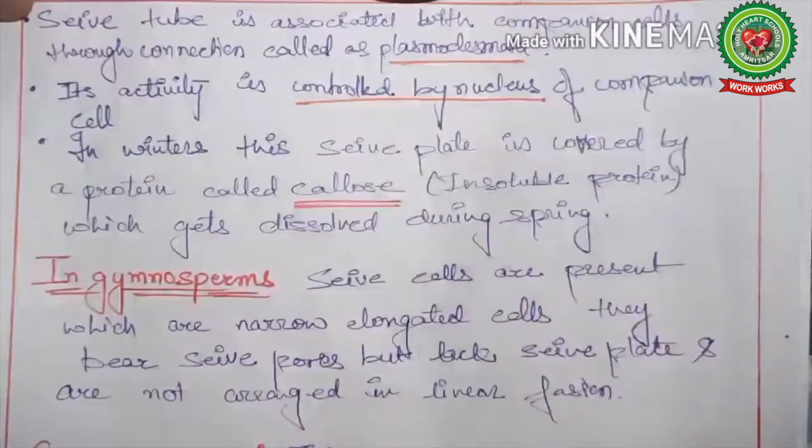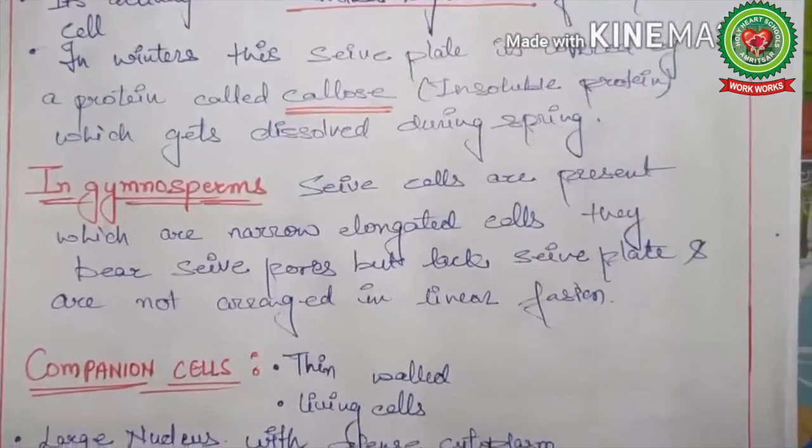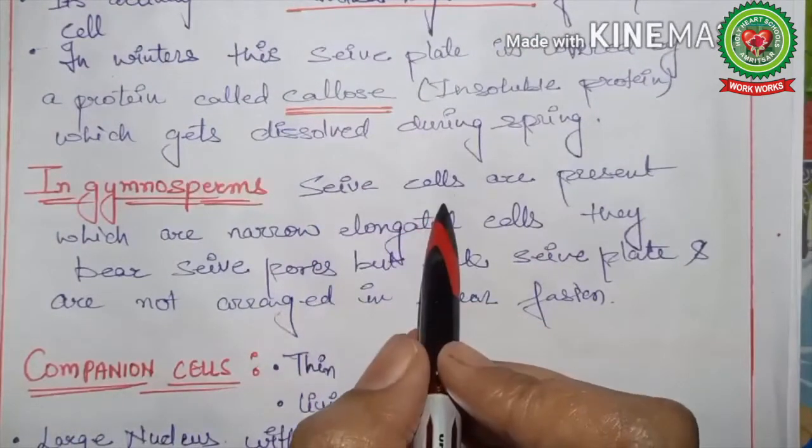In gymnosperms, sieve cells are present which are narrow, elongated.